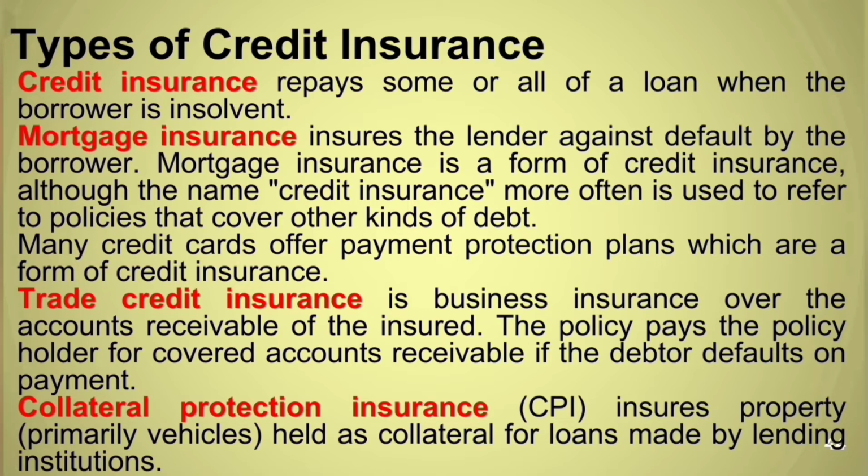Many credit cards offer payment protection plans, which are a form of credit insurance. Trade credit insurance is business insurance over the accounts receivable of the insured. The policy pays the policyholder for covered accounts receivable if the debtor defaults on payment. Collateral protection insurance, or CPI, insures property, primarily vehicles, held as collateral for loans made by lending institutions.